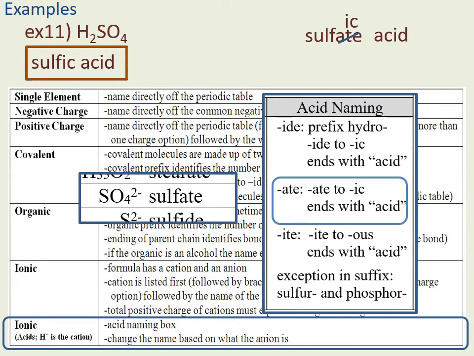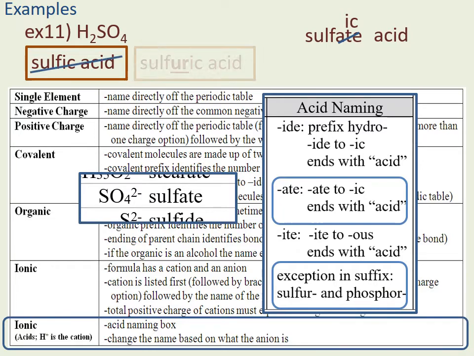But that does not sound right. At the bottom of the box, it says the exception in suffix is sulfur and phosphor. So it wouldn't be sulfic acid, it would be sulfuric acid.